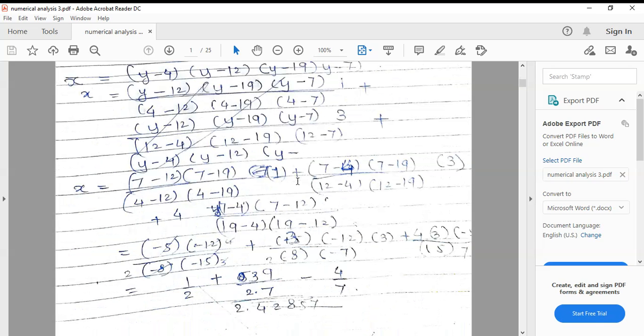So now, you can see we are getting the answer as 2.4 something. I don't know exactly. You can calculate and get the answer. Let me check.